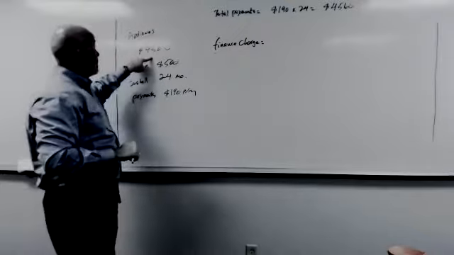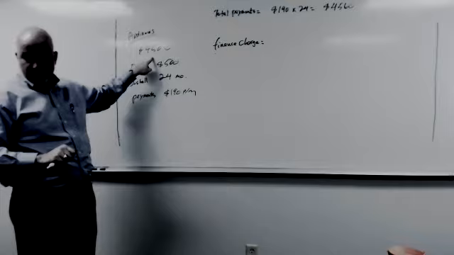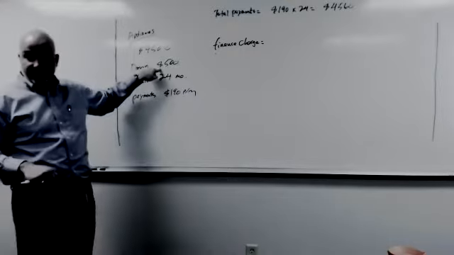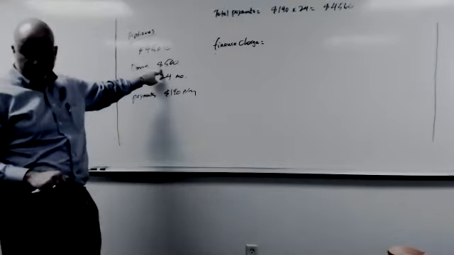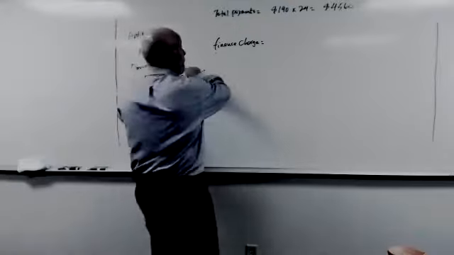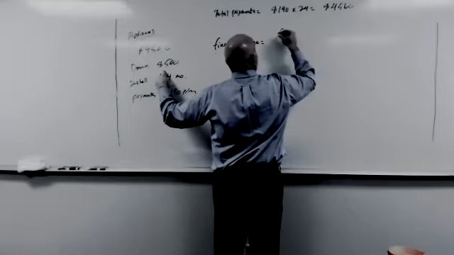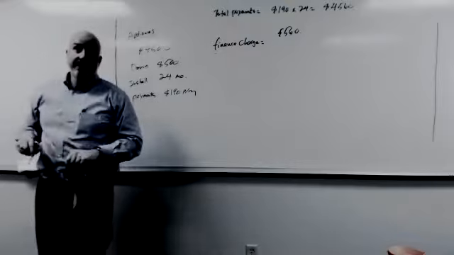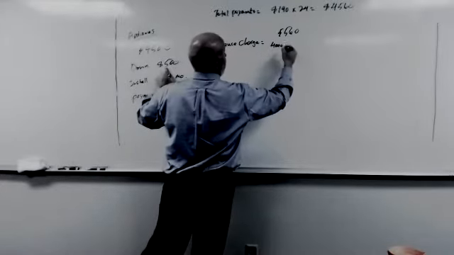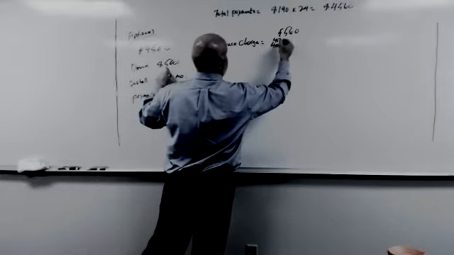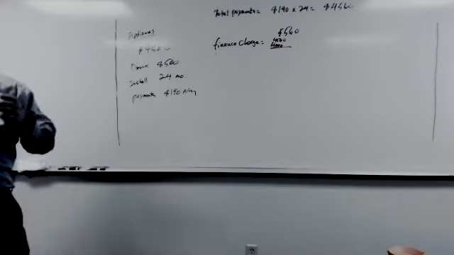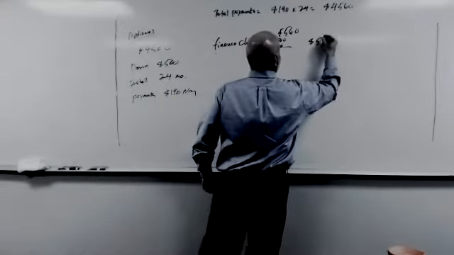So my finance charge is going to be equal to what? The purchase is $4,500, and I put a down payment of $500. So how much am I financing? $4,000. What's my finance charge? My finance charge is going to be equal to $560, because my amount financed is $4,000 and my total installments are $4,560. So we'll put it over here: $560.